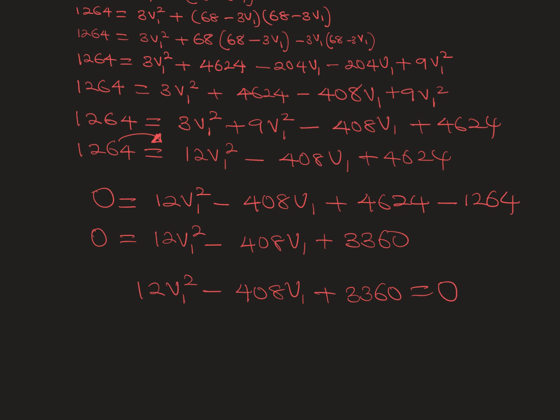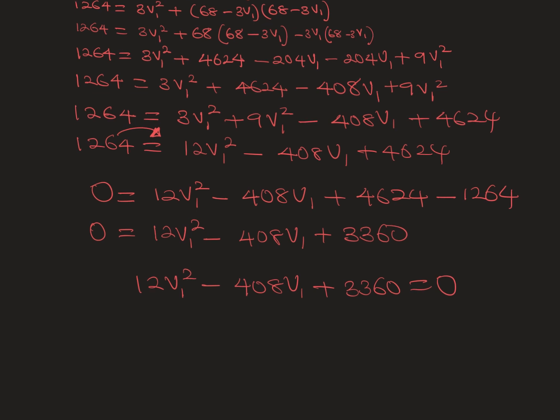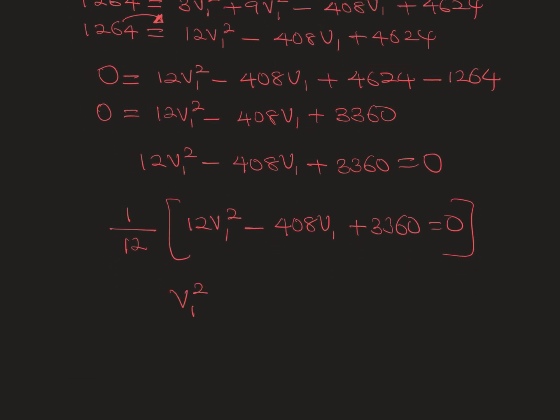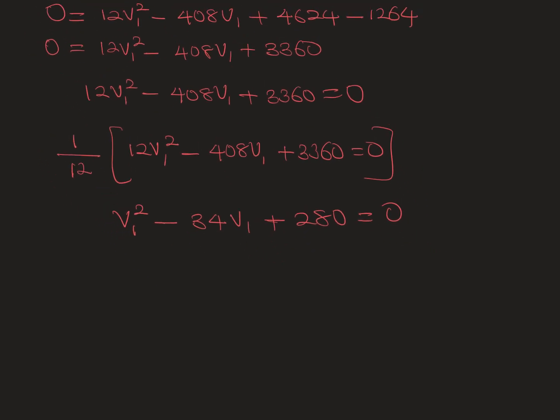Standard quadratic equation. Now to simplify this, because I don't want to use large numbers, I can divide both sides by 12. So this can be 1 over 12 into 12 V1 squared minus 408 V1 plus 3360 is equal to 0. And what I will have is V1 squared minus 408 divided by 12, which is 34, so 34 V1, plus 3360 divided by 12 is 280, is equal to 0 divided by 12, which is just 0.